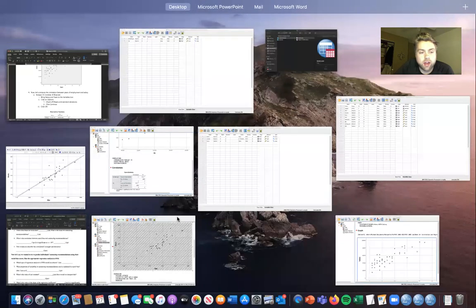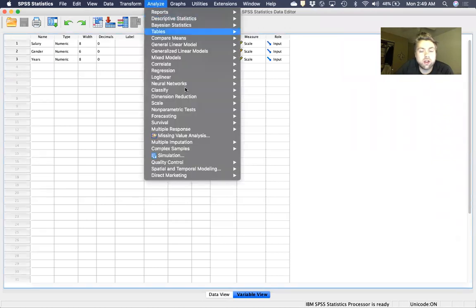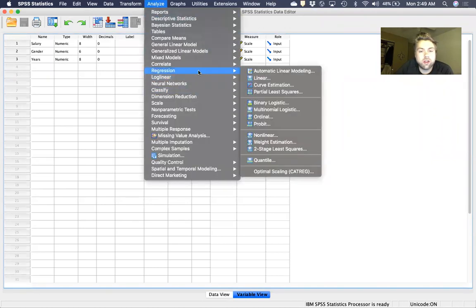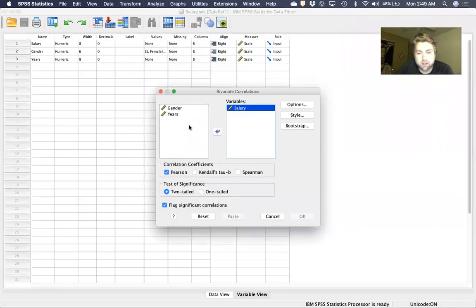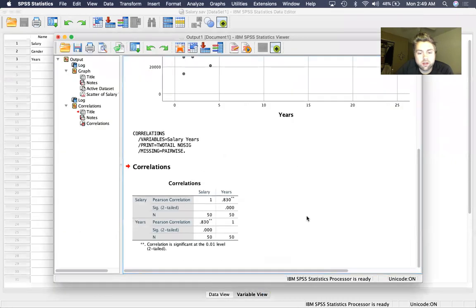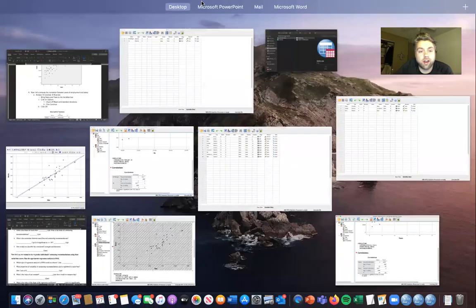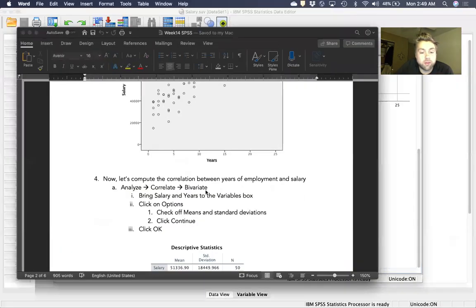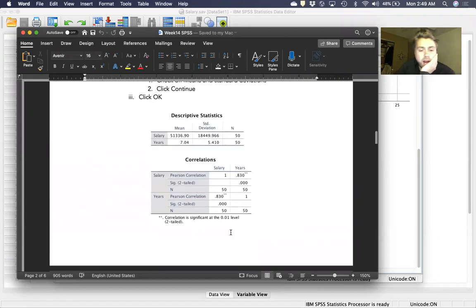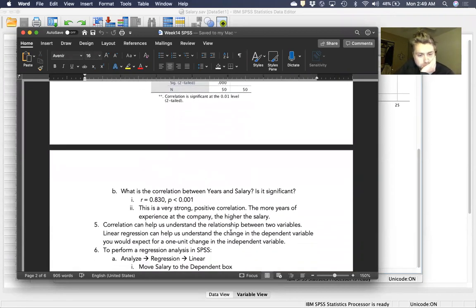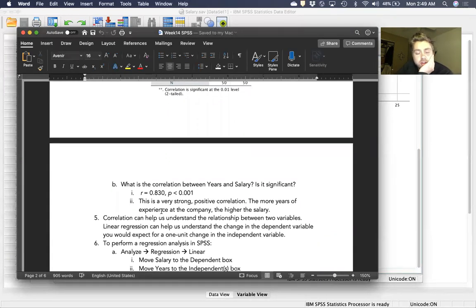Now I'm going to do the actual correlation. So Analyze, Correlate, Bivariate. Again, we're doing salary and years. As you can see, we have a significant finding there, which I believe is talked about in here. Yep, we have a significant correlation, and it's positive. So that's a positive and very strong correlation. Very strong, the best correlation.